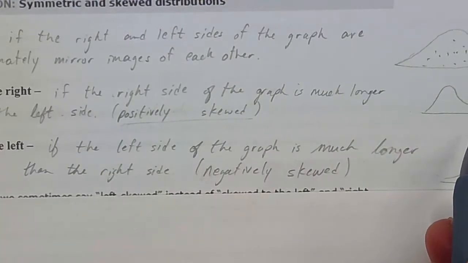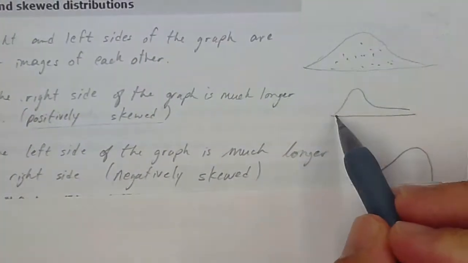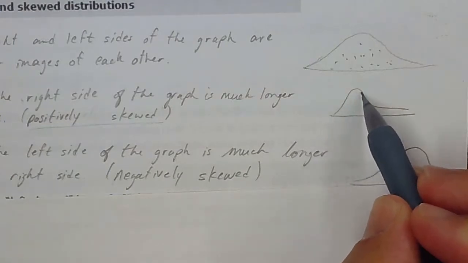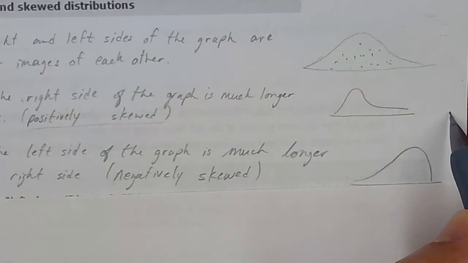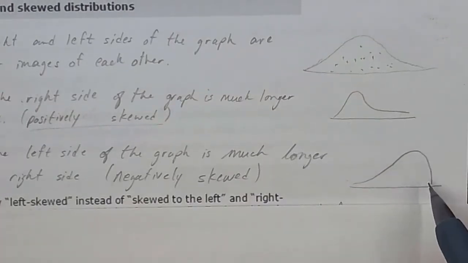So it's usually where the tail extends to. It's considered skewed right when you're drawing the distribution if the tail of the curve extends right. Okay, just the opposite for skewed left.